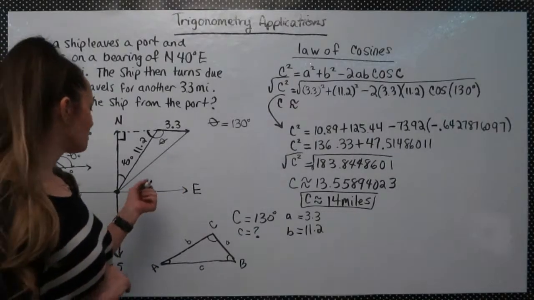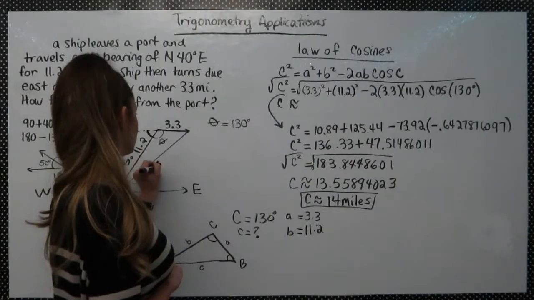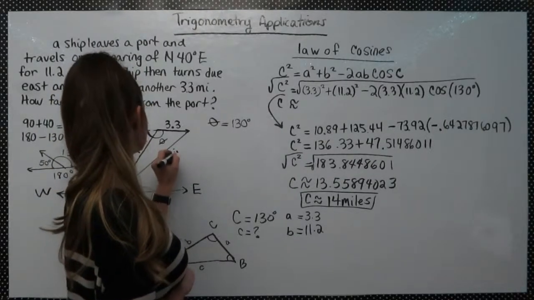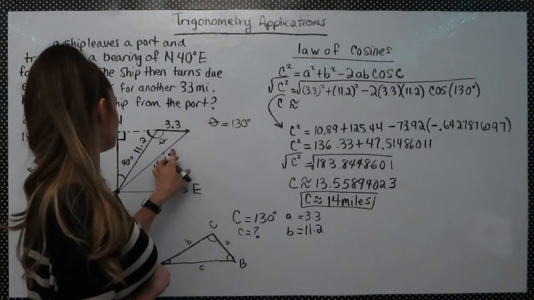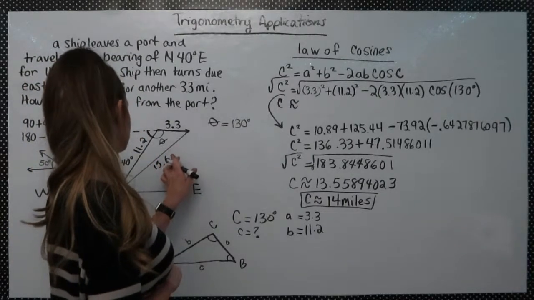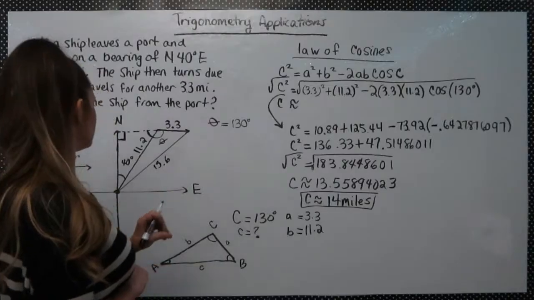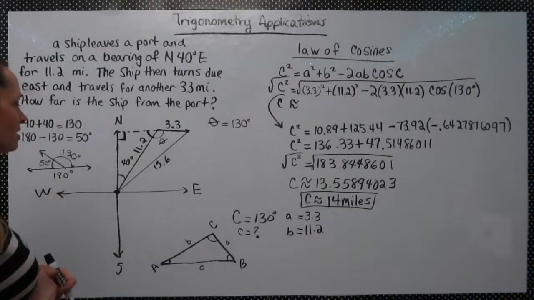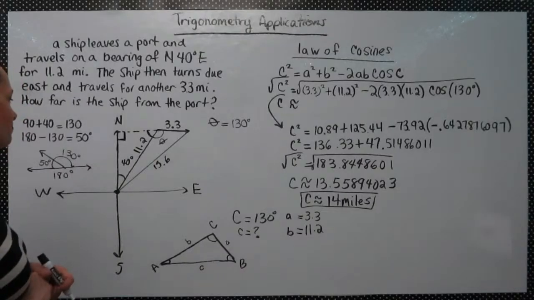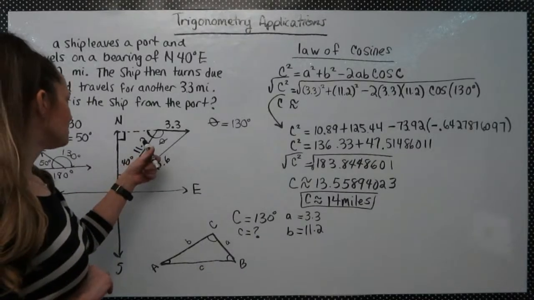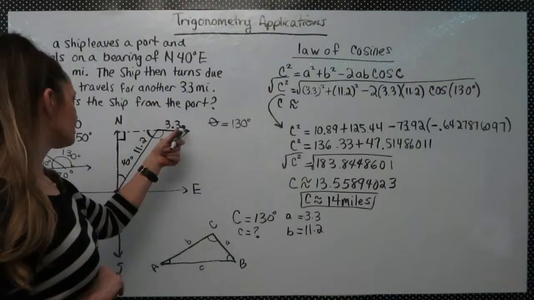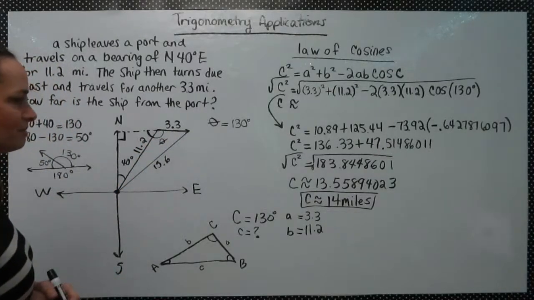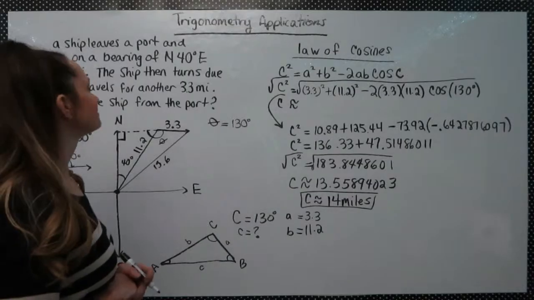And it seemed like a pretty reasonable, approximately 13.6 miles. And that makes sense, even though you don't have a right triangle. 11.2 plus 3.3, you can see that distance would be greater. So it makes sense in the context.